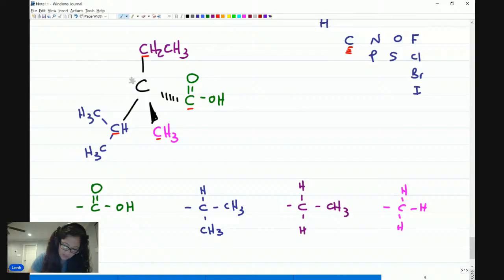The first thing we did was look at the atom directly attached to the chiral center, and it was a carbon. If they're all the same, what you're going to do is cross it out and look at the highest priority atom on the atom you just crossed out.